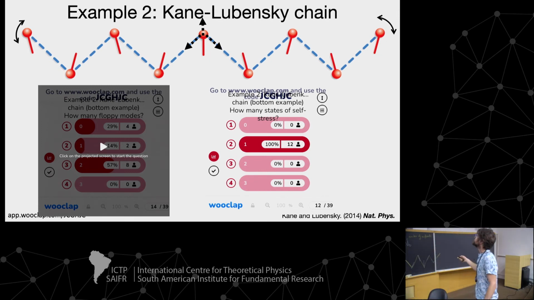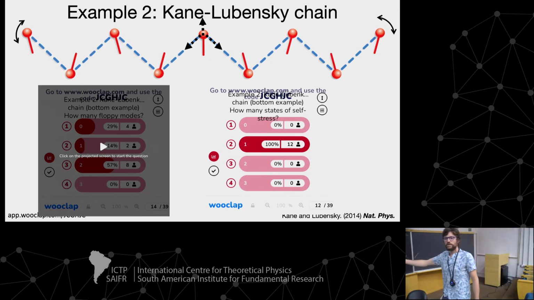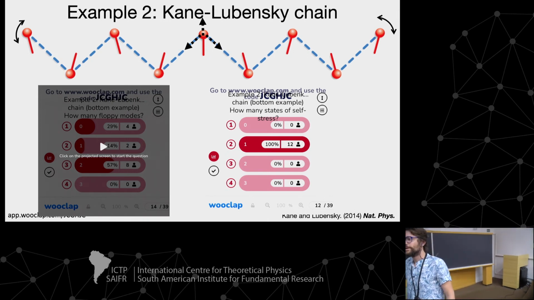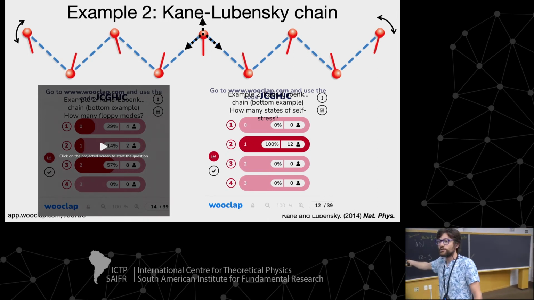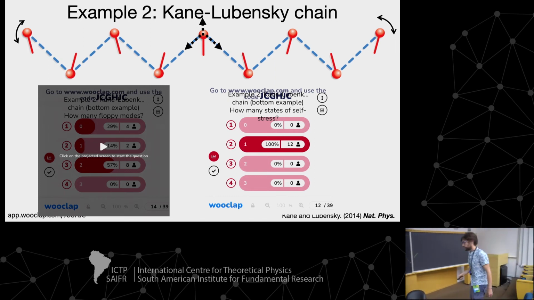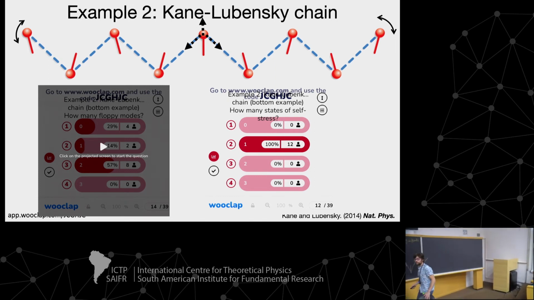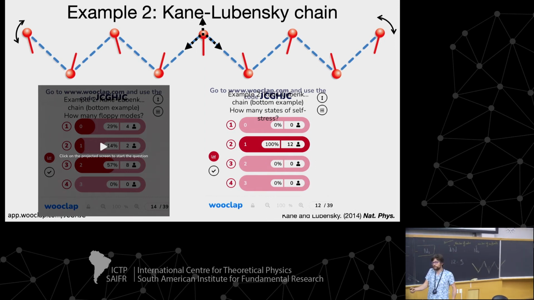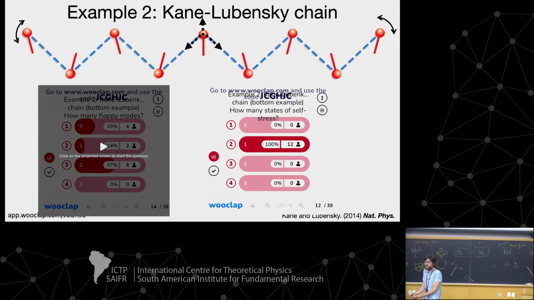Right? So you see here, this counting that we have doesn't really tell us more than the difference n naught minus ns. But it's still nonetheless useful because if you figure out the number of floppy modes one way or another, you can actually know the self-stress and vice versa. Okay?